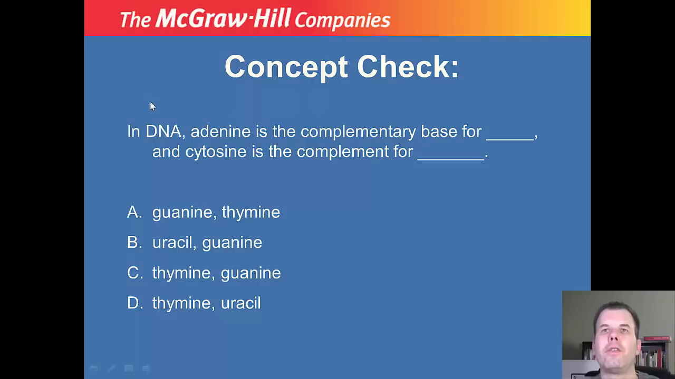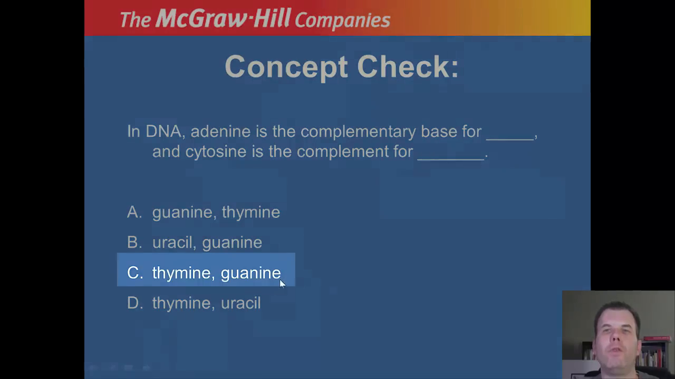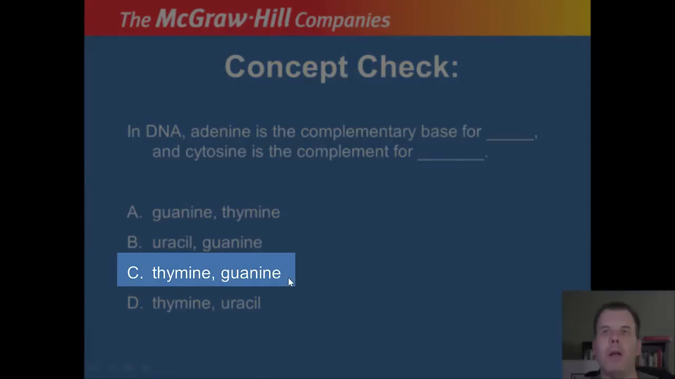All right, so here's the concept check. In DNA, adenine is complementary to what? And cytosine is complementary to what? I'll give you a minute, and you tell me what those things are. Okay, if you said thymine and guanine, you'd be correct.